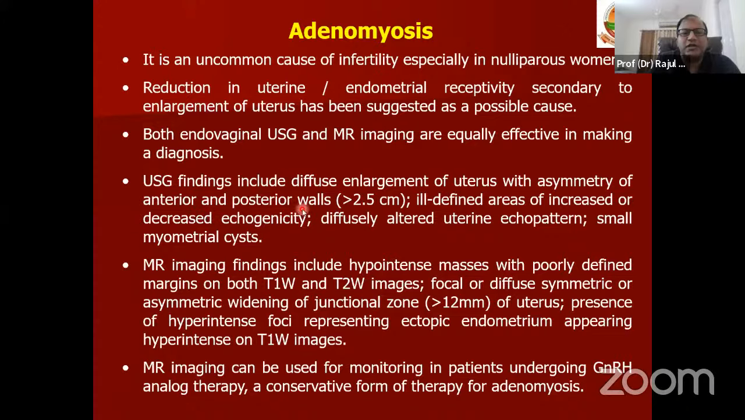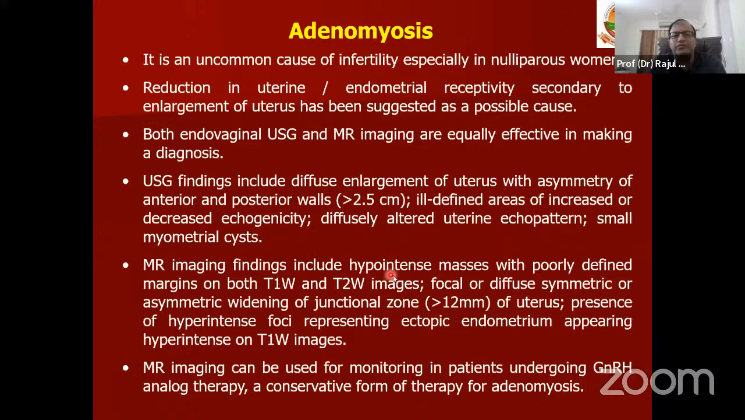It has been described in the literature that if the posterior wall measures more than 2.5 centimeters in thickness, consider adenomyosis as the diagnosis. Ill-defined areas of increased and decreased echogenicity. This is because of the hemorrhage within the myometrium, diffusely altered uterine echo pattern, and small myometrial cysts. So when the hemorrhage ultimately gets resolved, it will turn into a myometrial cyst.